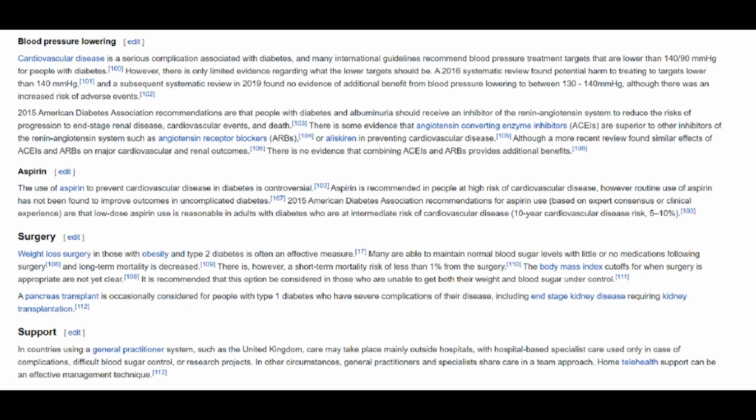A pancreas transplant is occasionally considered for people with type 1 diabetes who have severe complications of their disease, including end-stage kidney disease requiring kidney transplantation support.